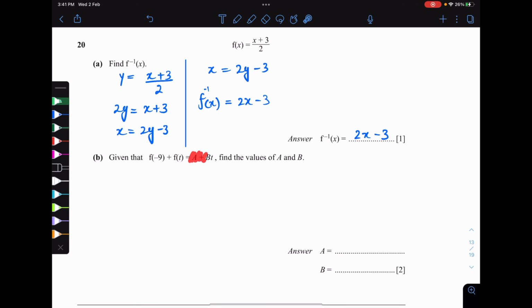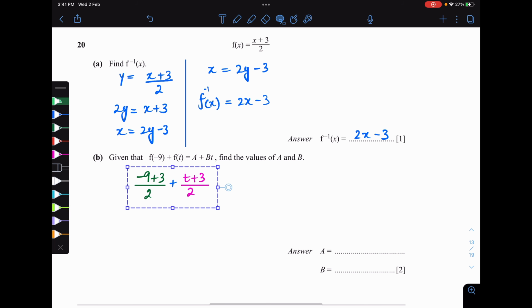So for now, I'm going to ask you to just forget about this side and focus on the left-hand side of the equation. Now, the left-hand side has two instructions. The first instruction says go to function f and put x is equal to negative 9. So let's do that. I'm going to do that in green color. So minus 9 plus 3 divided by 2. So I put negative 9 over there, plus f of t. Now, this instruction tells us to go to the function f and put t as an input. So x plus 3 over 2 would become t plus 3 over 2.